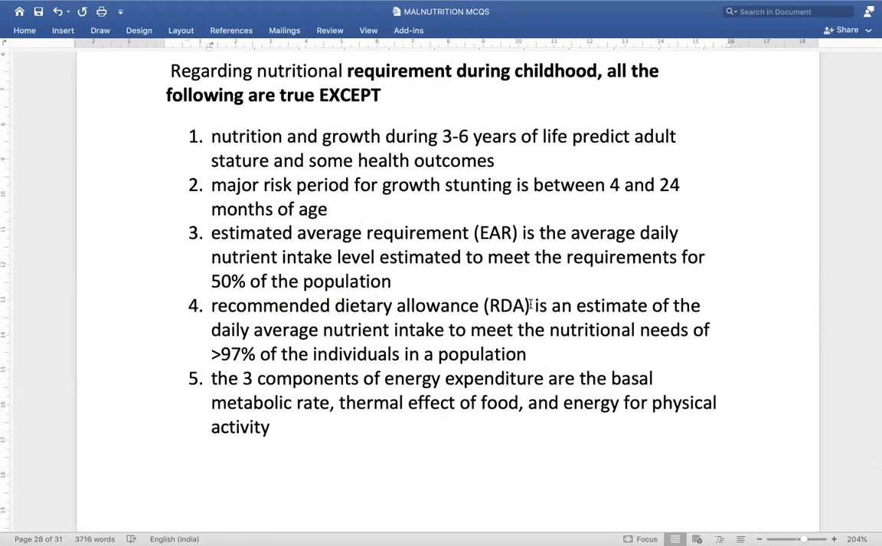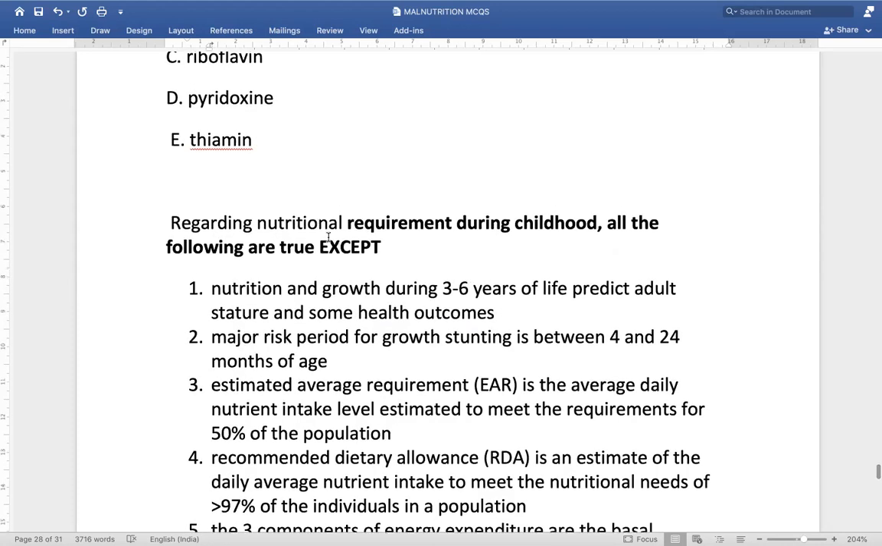If at all we are prescribing any vitamin, we should always prescribe RDA, that is recommended dietary allowance. So how much percentage of people will be covered if you give a vitamin in RDA dose? That is what this question is about. Regarding nutritional requirement during childhood, all of the following are true except: nutrition and growth during 3 to 6 years of a child predict adult stature and some health outcomes. So we'll come to this. Major risk period for growth stunting is 4 to 24 months.